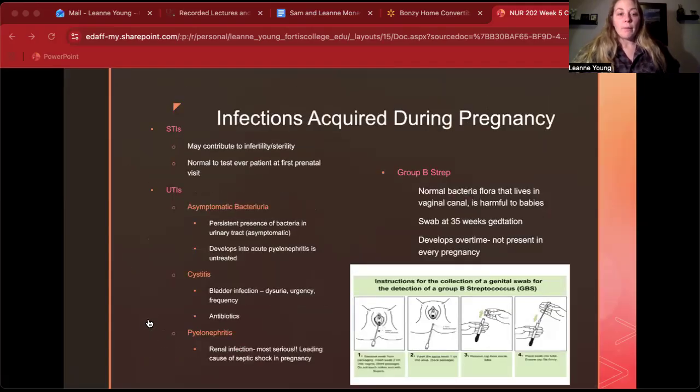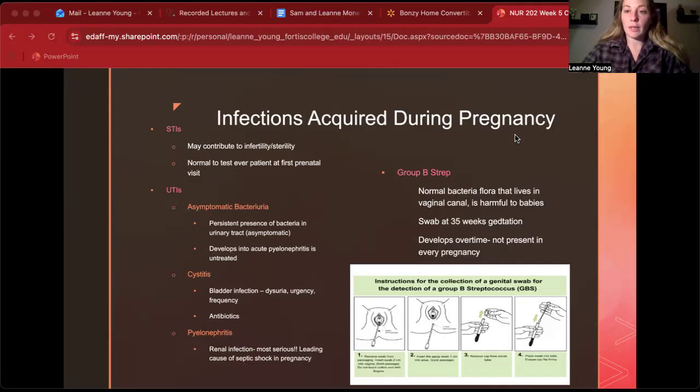Infections during pregnancy. We've talked about before the STIs, UTIs. So I want you guys to review these. There's not really anything additional besides what's on this slide that I wish to add. Group B strep we're going to talk about because it's only prevalent typically during pregnancy is the issue when there's an issue with it. Group B is a normal bacteria flora that lives in the vaginal canal, and it's normal. Women have that routinely, but it can be harmful to the babies.